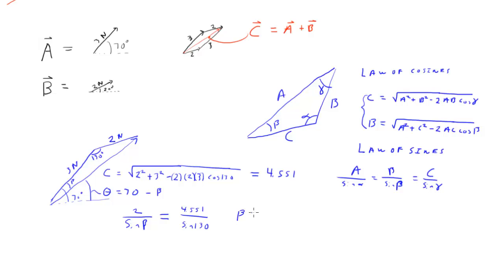Nonetheless, if you do the math, you'll find out that beta is 19.67 degrees. That means that theta is 70 minus 19.67, or 50.33 degrees. And this, of course, we should put units. 4.551 newtons at 50.33 degrees from this horizontal line. So now we've added vector A and vector B.